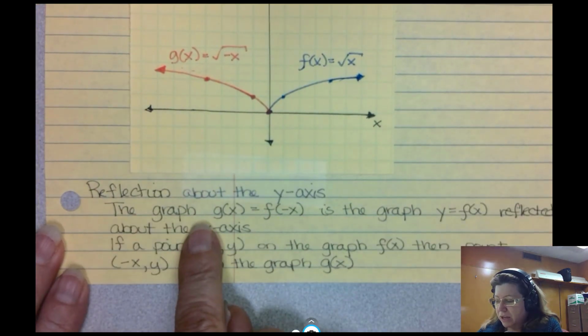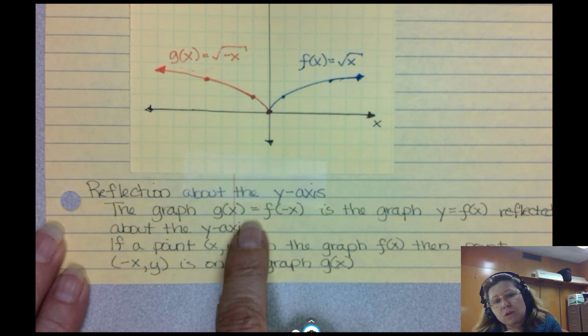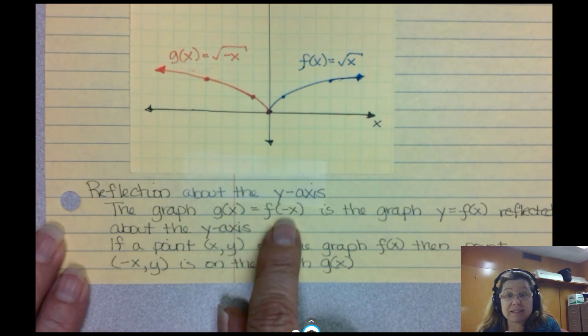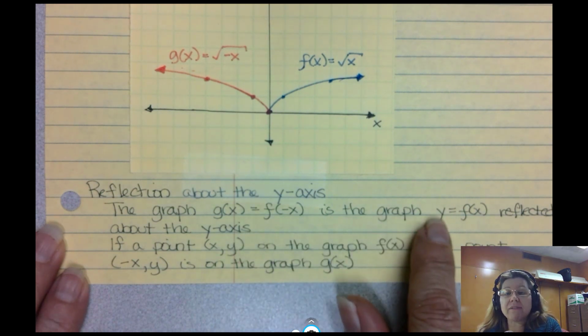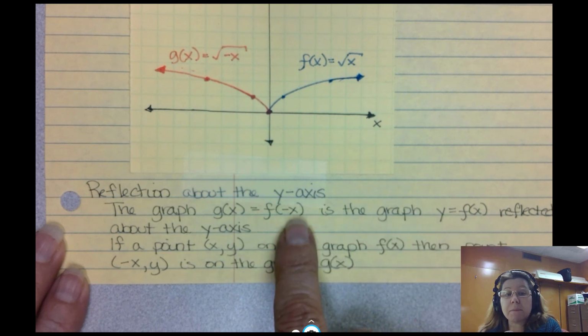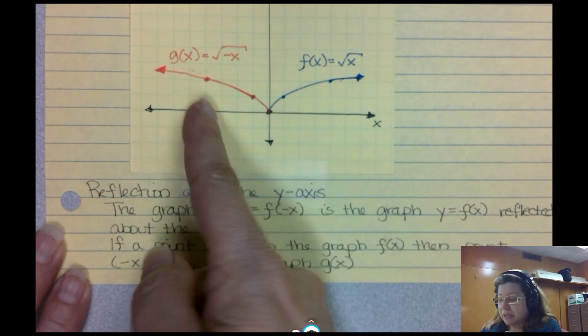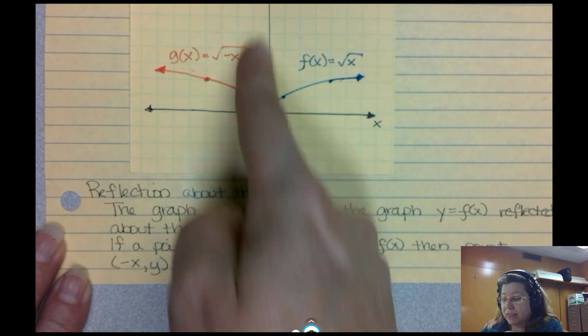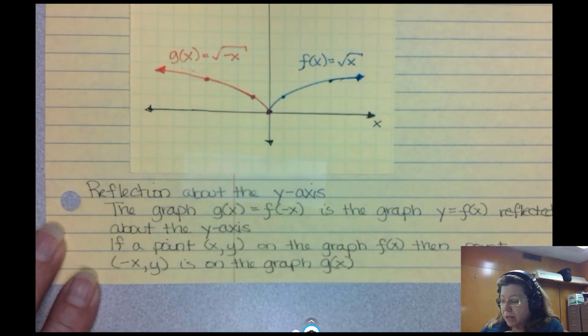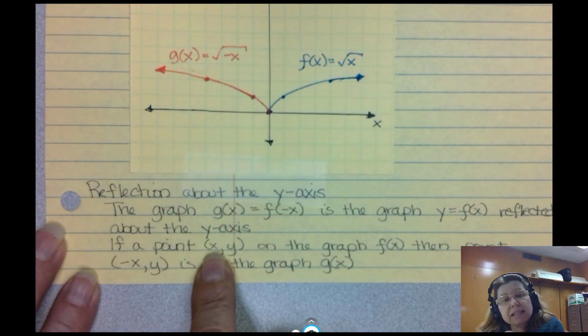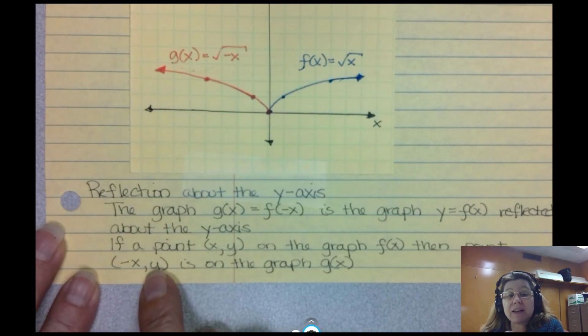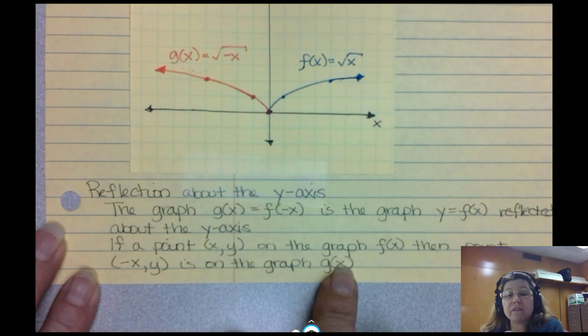If we have the graph of g of x equals f of negative x, then our graph f of x is reflected about the y-axis. That means it's going to be this mirror image around this point right here. Meaning, if x, y is in the function f of x, then negative x, y is on the graph of g of x. How does that help us?